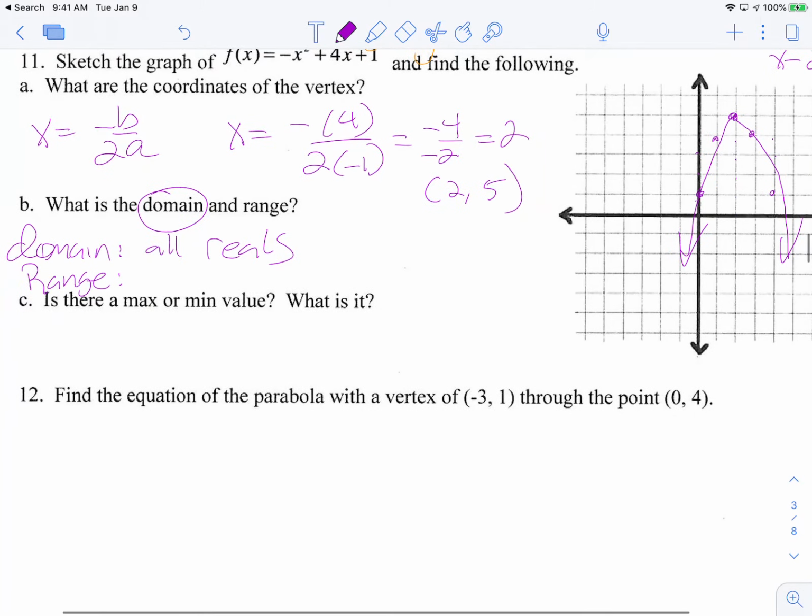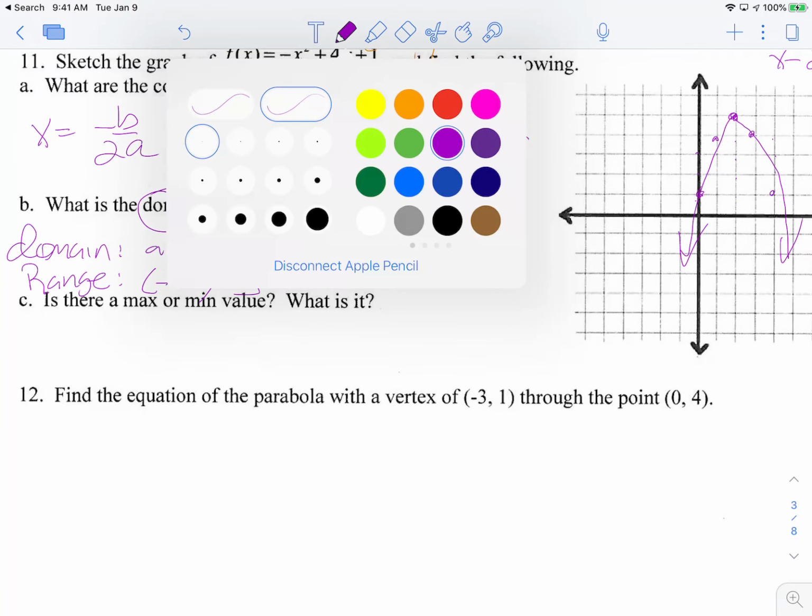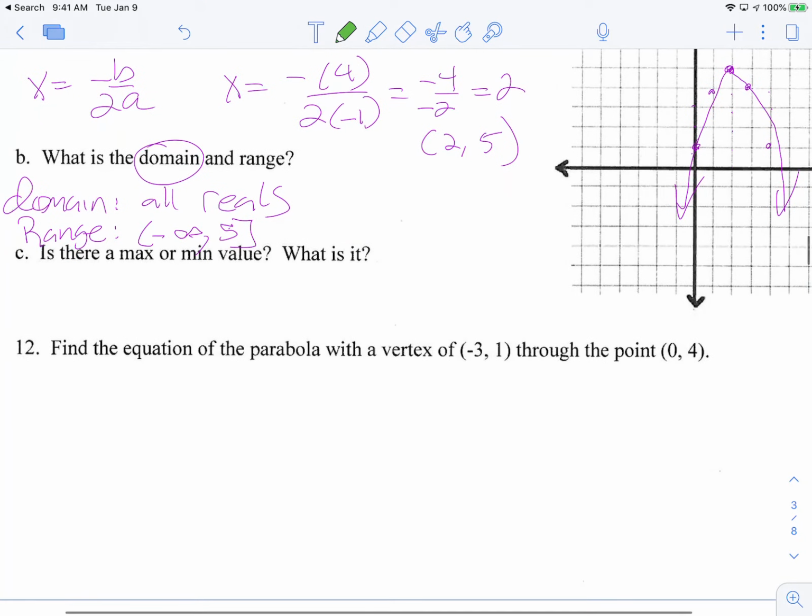If we know the range, we know that the highest point is going to be 2, 5, and it goes, these arrows pointing down to negative infinity. So looking from down to up, my range is going to be from negative infinity to positive 5. Is there a max value? Yeah, there's a max. There's no min. So there's a max at 2, 5.